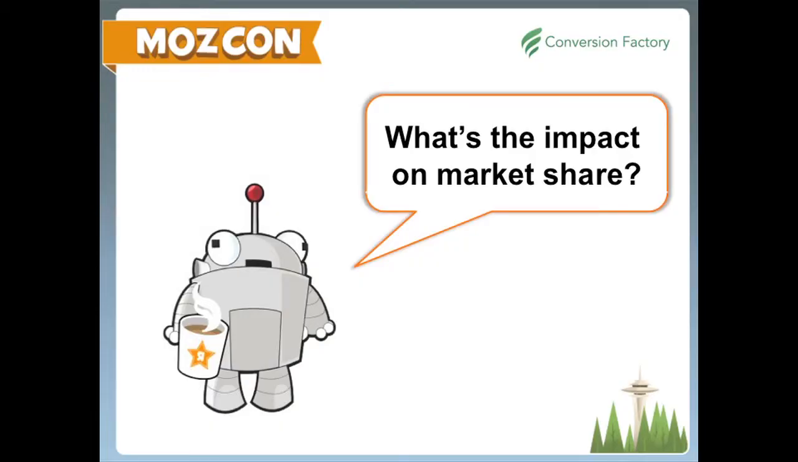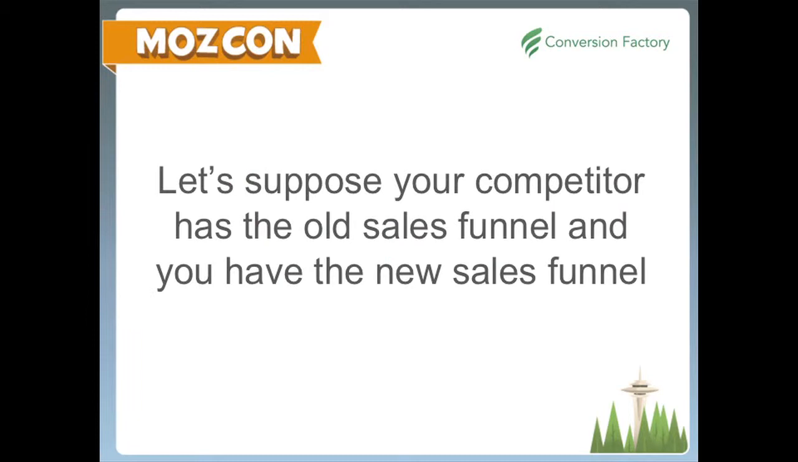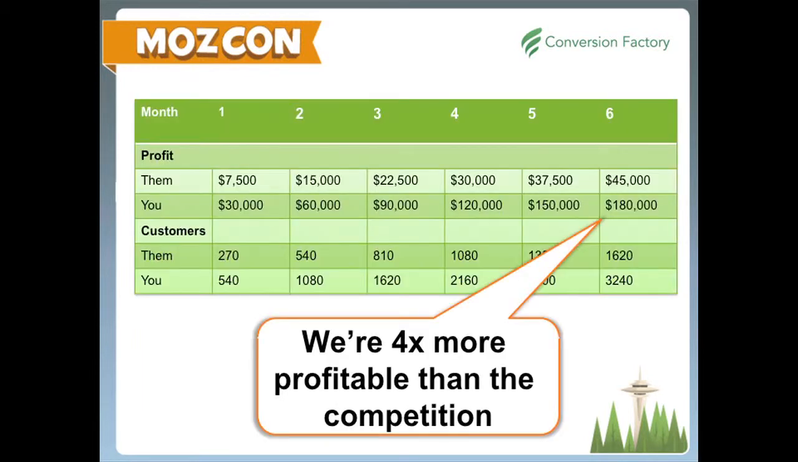So what this means is that it allows you to increase your market share very, very rapidly in a very short space of time. So let's suppose that we keep those 2 sales funnels, but your competitor has the first one that we looked at, and you've got the new, shiny, increased conversion rate sales funnel. So over the course of the 6 months, you're going to be 4 times more profitable than the competition. You'll also have double the number of users, and that's going to massively unlock the potential to expand the size of your company.